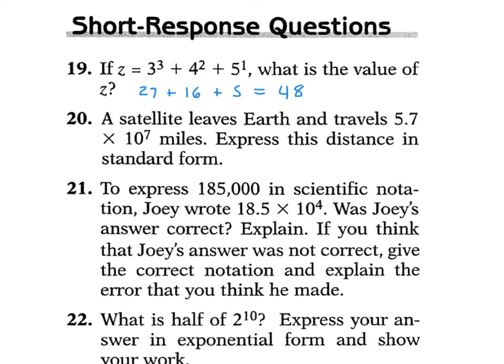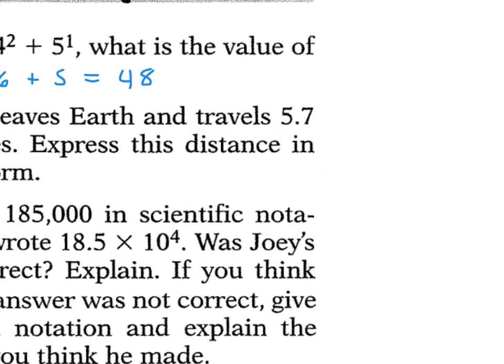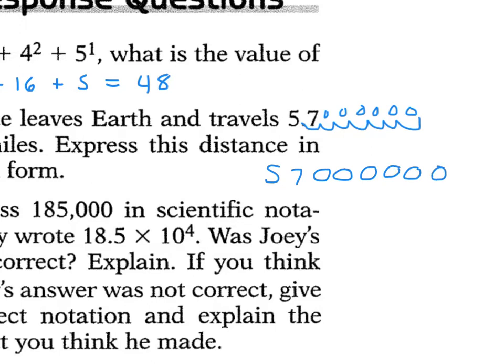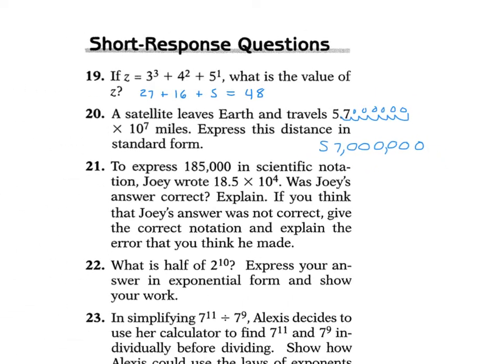Number 20, a satellite leaves Earth and travels 5.7 times 10 to the 7th power miles. Express the distance in standard form. So since our exponent is 7, we're going to move our decimal 7 places. So we have 1, 2, 3, 4, 5, 6, 7. And we fill all of these in with zeros. So we have 6 zeros here. So we have 5, 7, 1, 2, 3, 4, 5, 6. And then we're going to put our comma after every 3rd number. So we have 57 million.